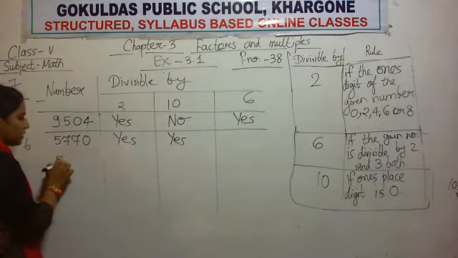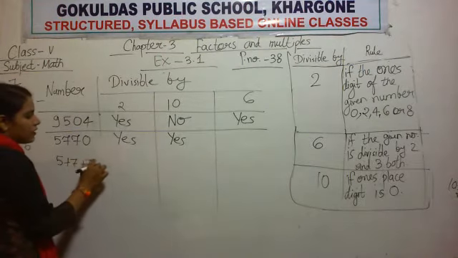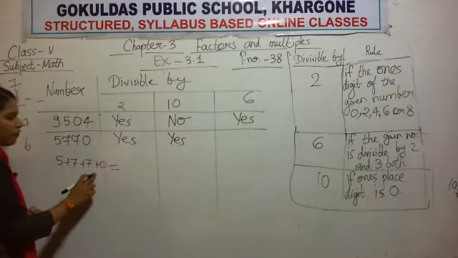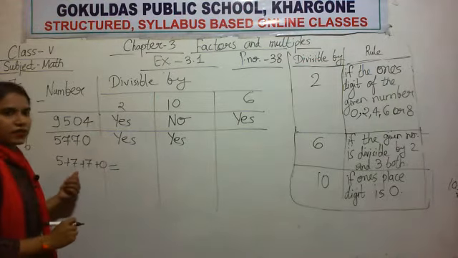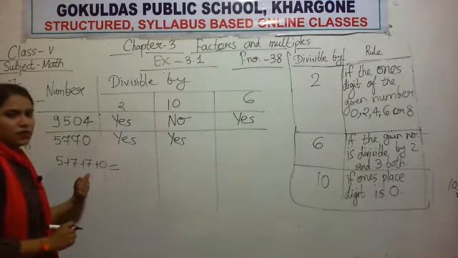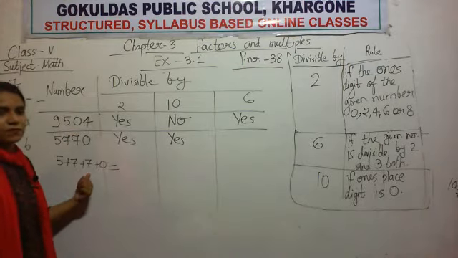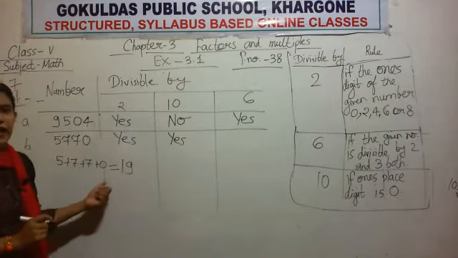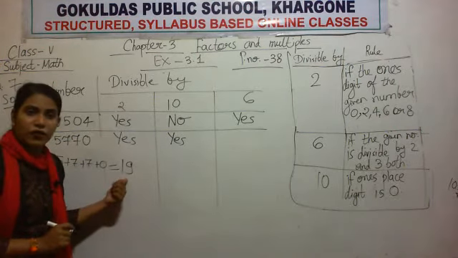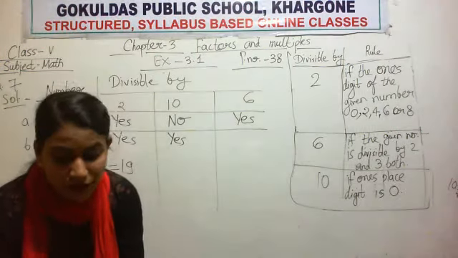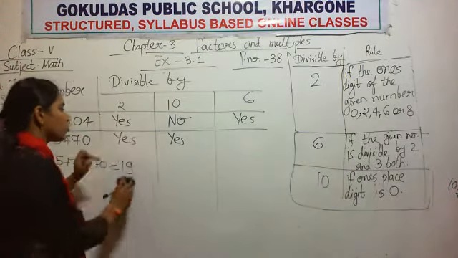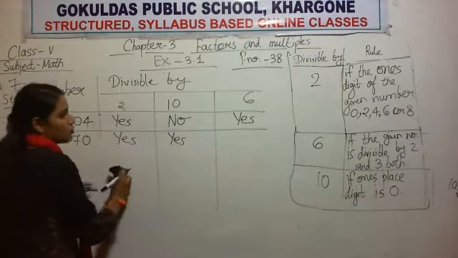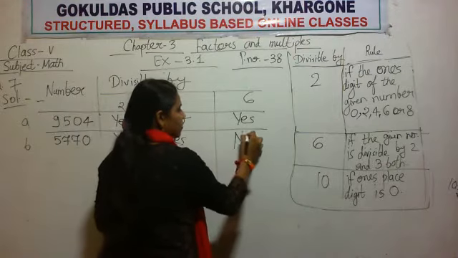Now check divisibility by 3. You will add all the digits. 5 plus 7 is 12, 12 plus 7 is 19. 19 is not a multiple of 3, so it is not divisible by 3. So it is divisible by 2 but not divisible by 3. So no, it is not divisible by 6.